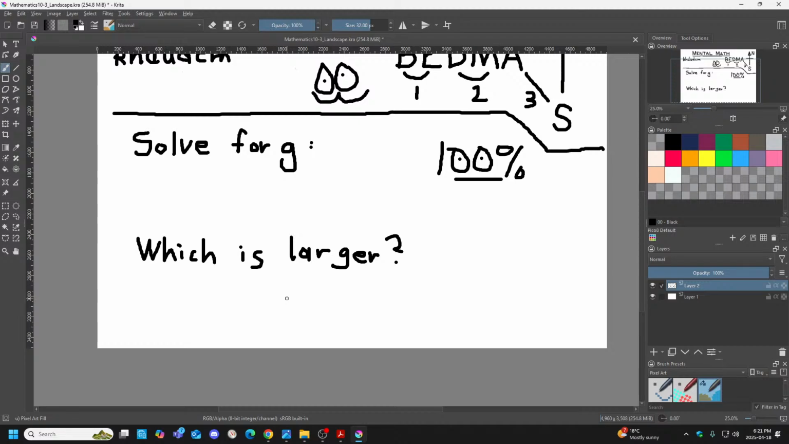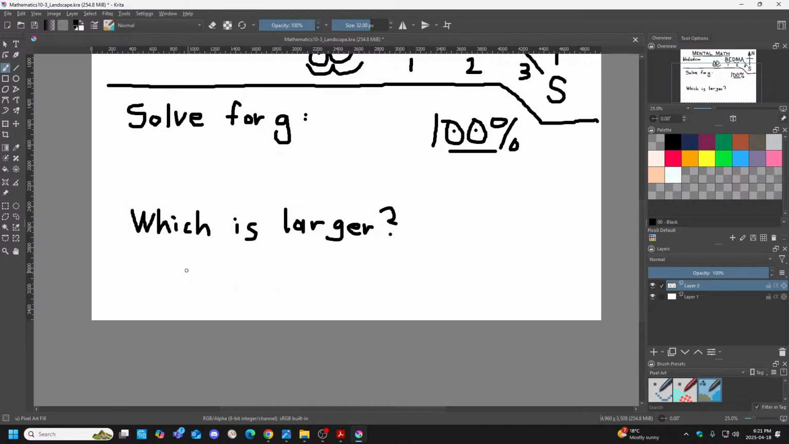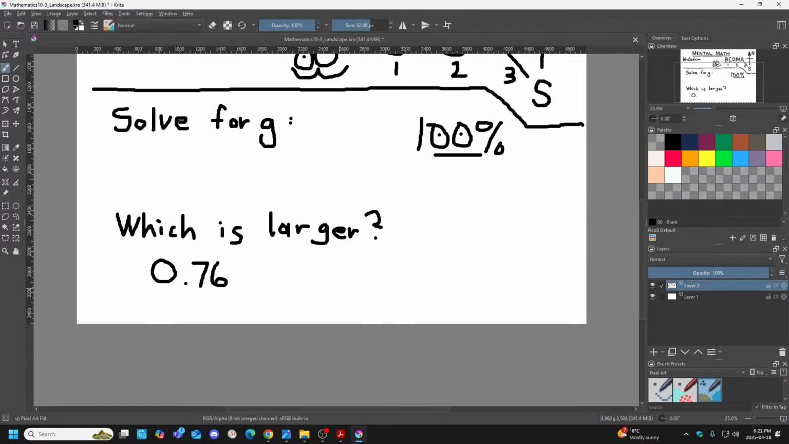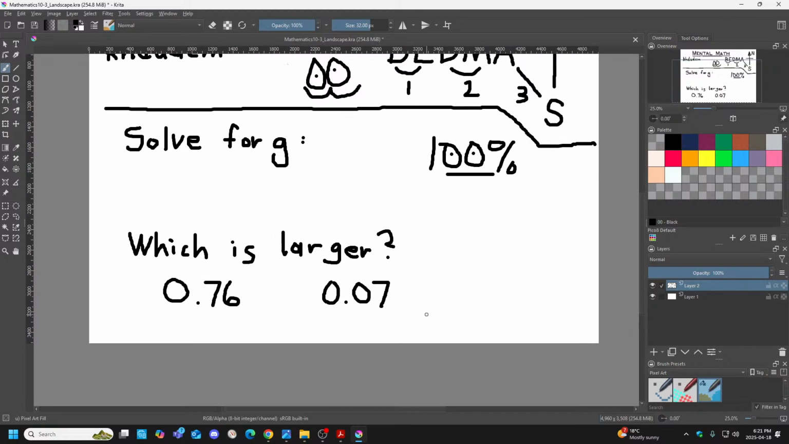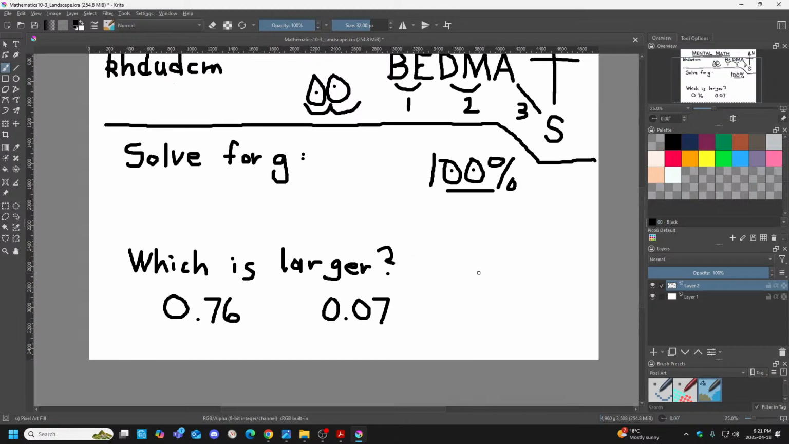Okay, which is larger? 0.76 or 0.07? You probably already know the answer just by looking, but practice turning these into percentages, okay? Turn them both into a percentage. Show the work. You probably know the answer, but show the work, okay?